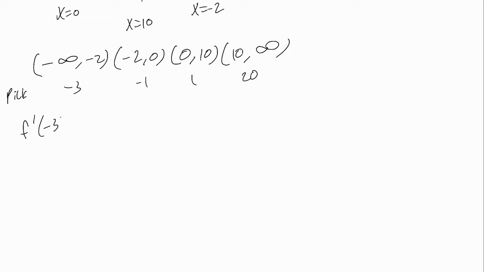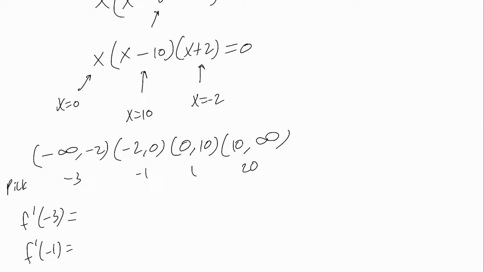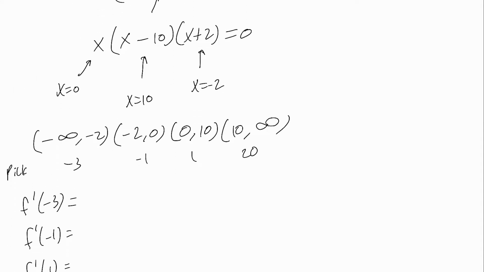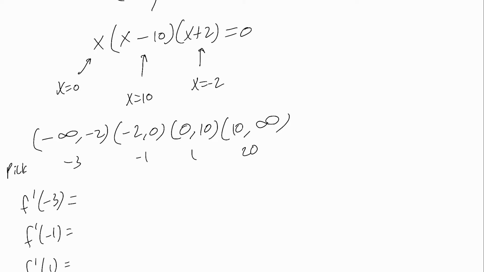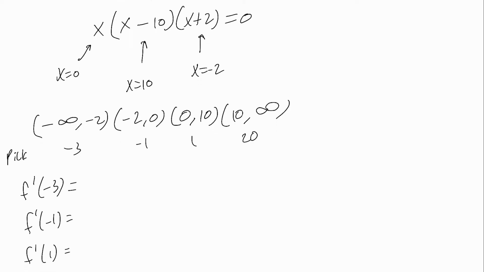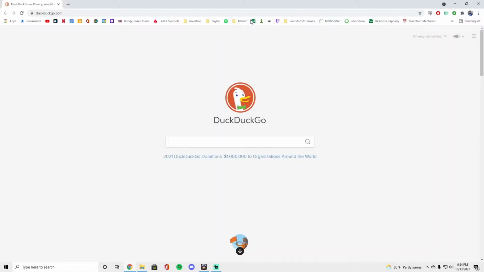So f prime of minus 3 equals, f prime of minus 1 equals, f prime of 1 equals, and f prime of 20 equals. And I'll be honest, I don't know what these are off the top of my head. And so I'm going to plug it into a calculator. We can all watch me plug it into a calculator together.